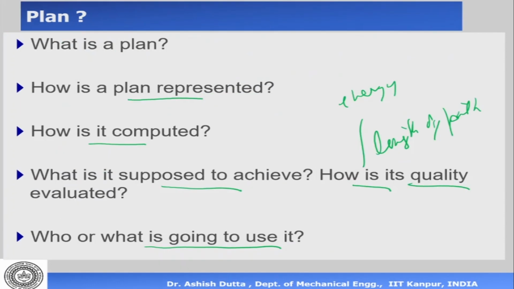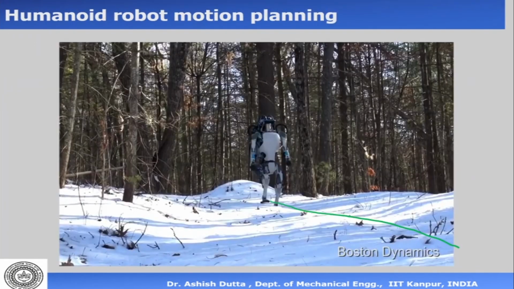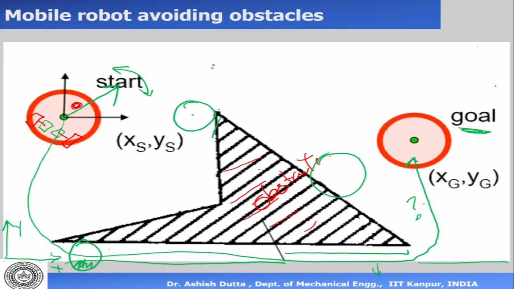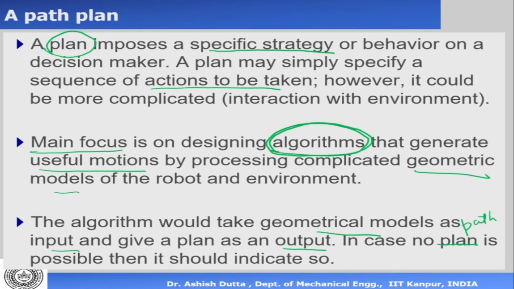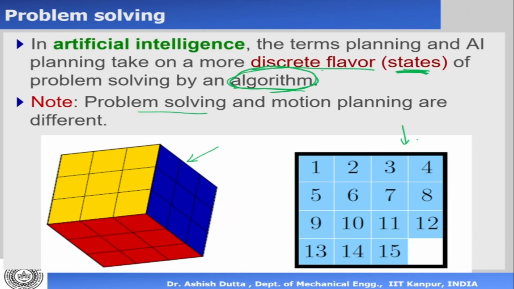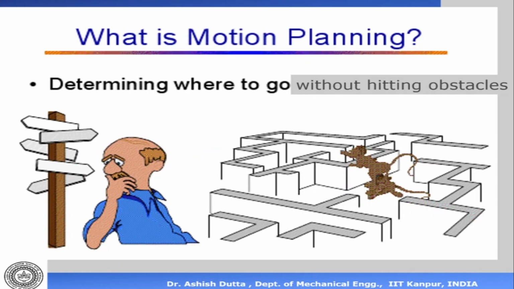Whereas the robot motion planning problem is more continuous. We said that we need to find a continuous path that will take me from here to here without hitting the obstacle. So they are fundamentally different. When we say problem solving in AI and path planning, they are a little bit different. So what is motion planning or path planning? It is determining where to go without hitting obstacles.